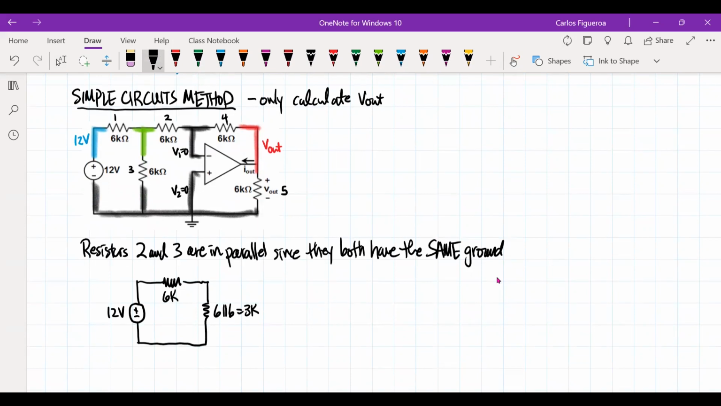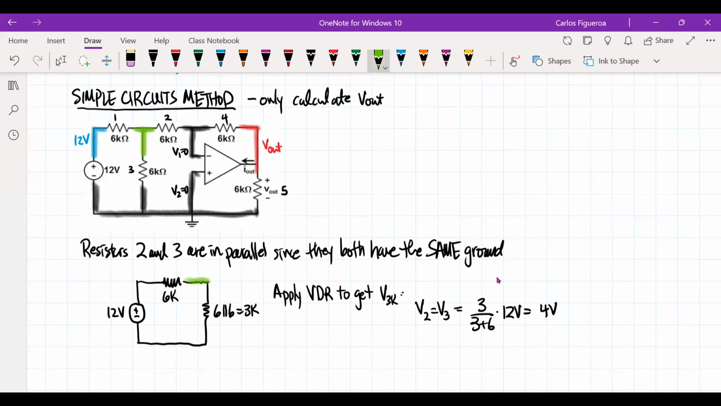So I'm going to want the voltage of that 3K. So now I'm going to apply VDR to get the voltage of that 3K. If I do that, that tells me that the voltage of 2 must be the same as the voltage of the 3, which is 3 plus 6 into 3 times 12 volts, which I now get as 4 volts. So that means this green node is now 4 volts.